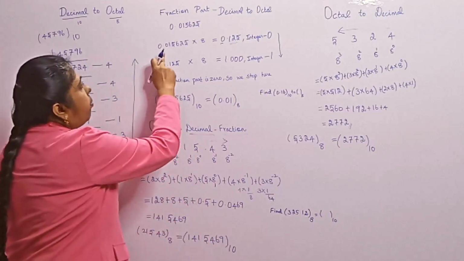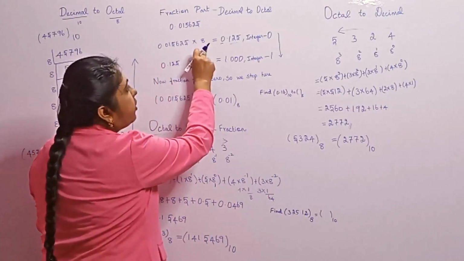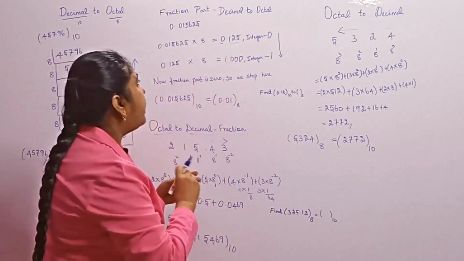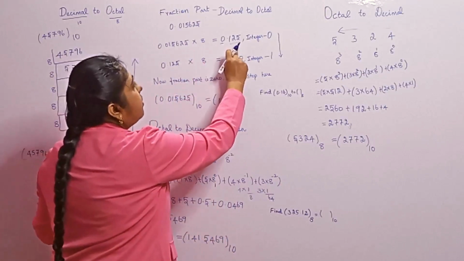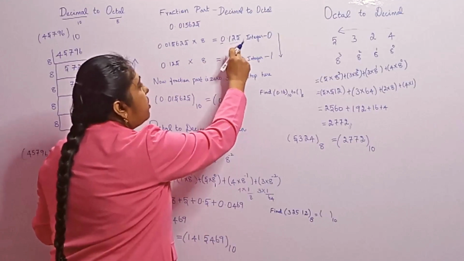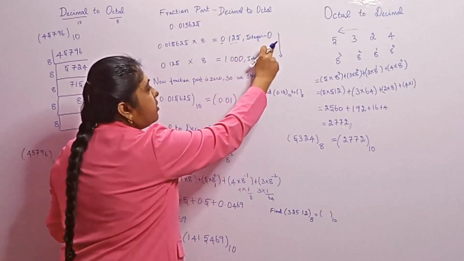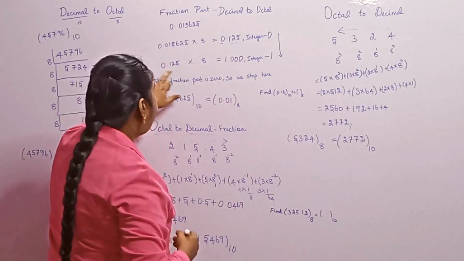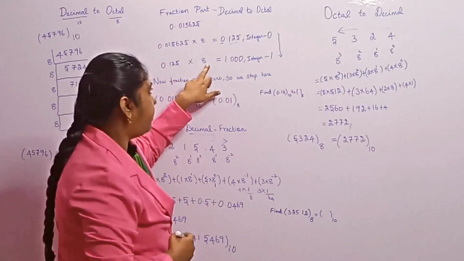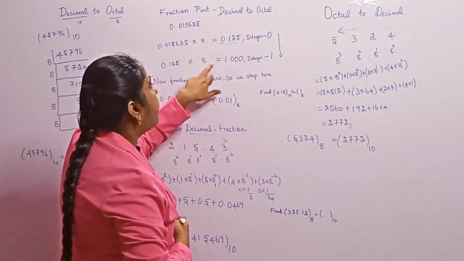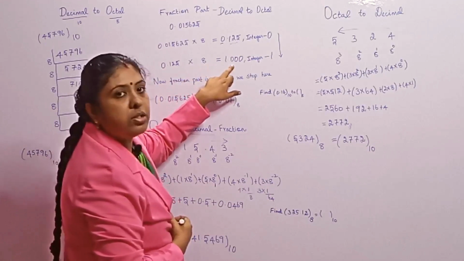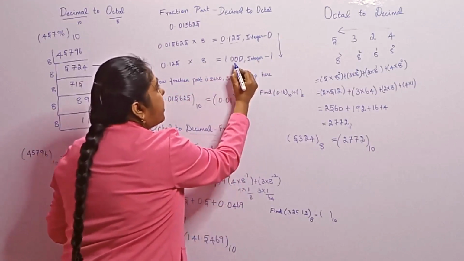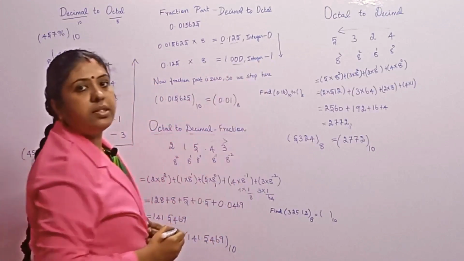So first consider 0.015625 times 8. We arrive at 0.125. Here the integer part is 0 and the fractional part is 0.125. The integer part is written as 0. The fractional part 0.125 is again multiplied by 8, and we reach 1.000. Here the integer part is 1 and the fractional part is 000.